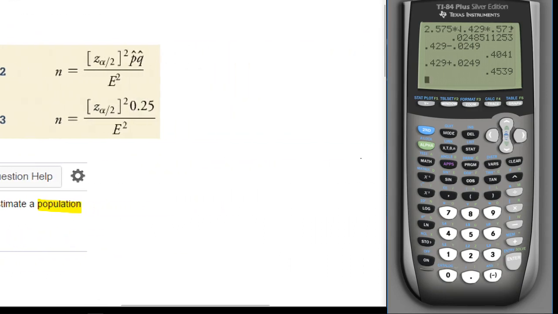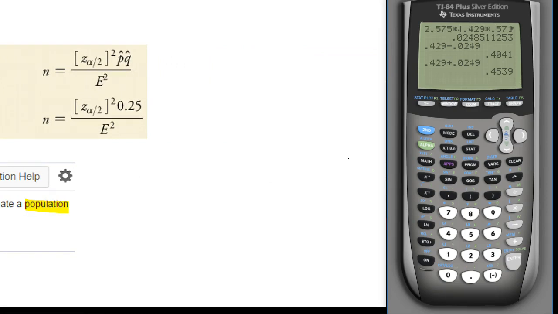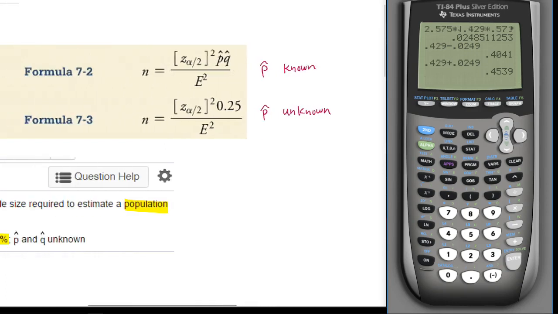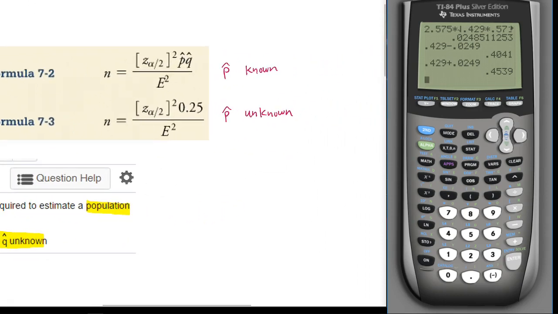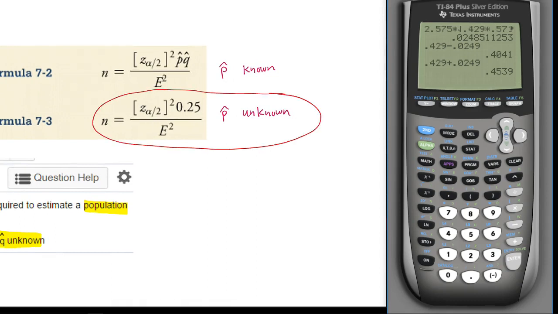So in regards to estimating a population proportion, there are 2 formulas for minimum sample size. The first one is where we do have an estimate for p hat, the sample proportion. So this is where p hat, the sample proportion, is known. And the second formula is where we do not have an estimate, so p hat is unknown. If we look at this problem, it says that p hat and q hat is unknown. So in that case, we're going to use the second formula.